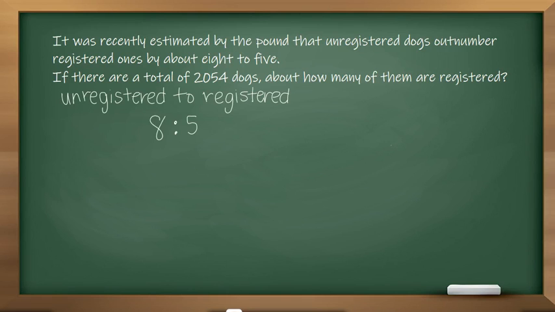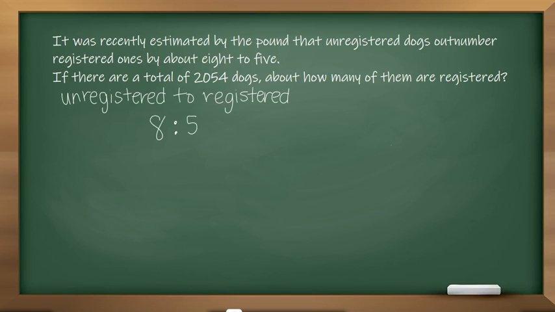Next, we're going to read the question part. So it says, if there are a total of 2,054 dogs, about how many of them are registered? So our goal is to find out how many registered dogs there are, but it's not actually telling us about registered or unregistered ones. It says there's a total of 2,054 dogs. So we're going to have to go back to our original ratio there, and we're going to extend it, and we're going to make it a ratio of 3.